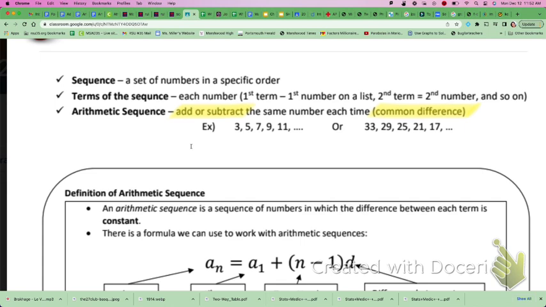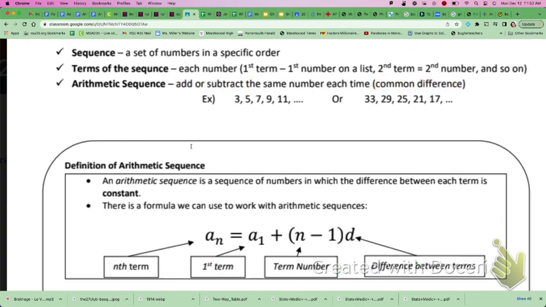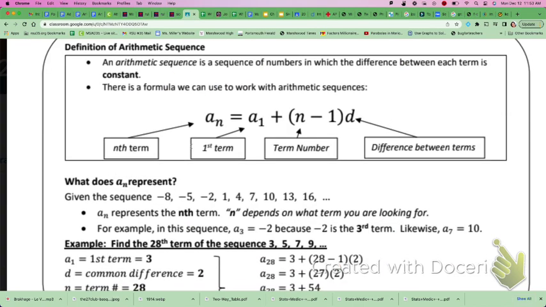So this would be an arithmetic sequence by 2. 33, 29, 25, 21, 17. What's happening each time? We're subtracting 4 each time. So that would be your common difference. Here it would be -4. There it would be a +2. Okay? So your definition of an arithmetic sequence is, again, where the difference between each number is going to be constant.